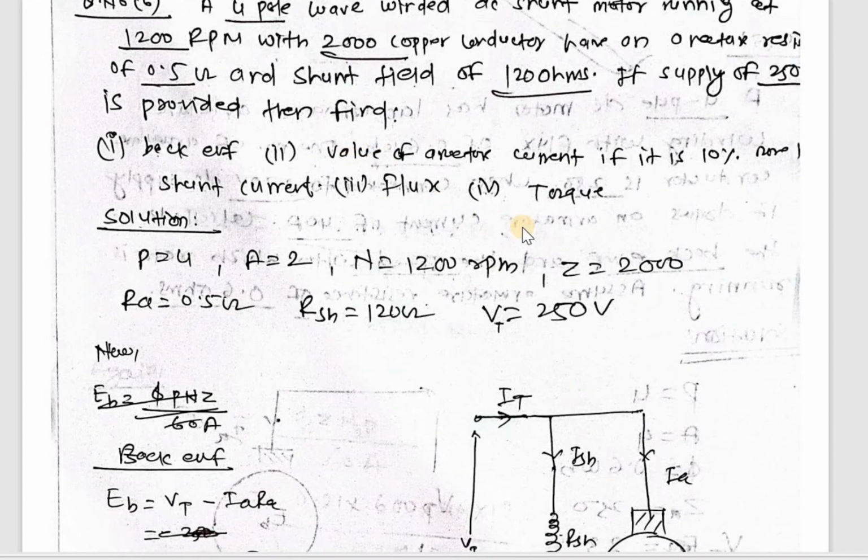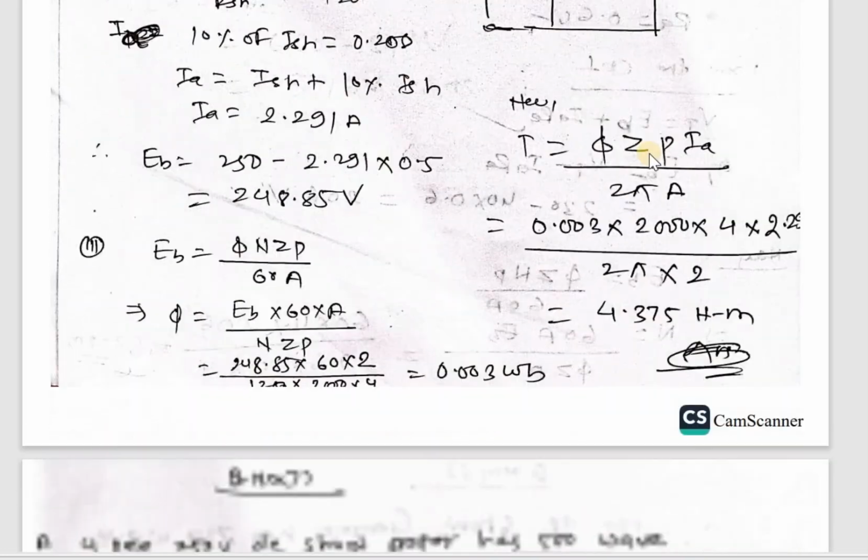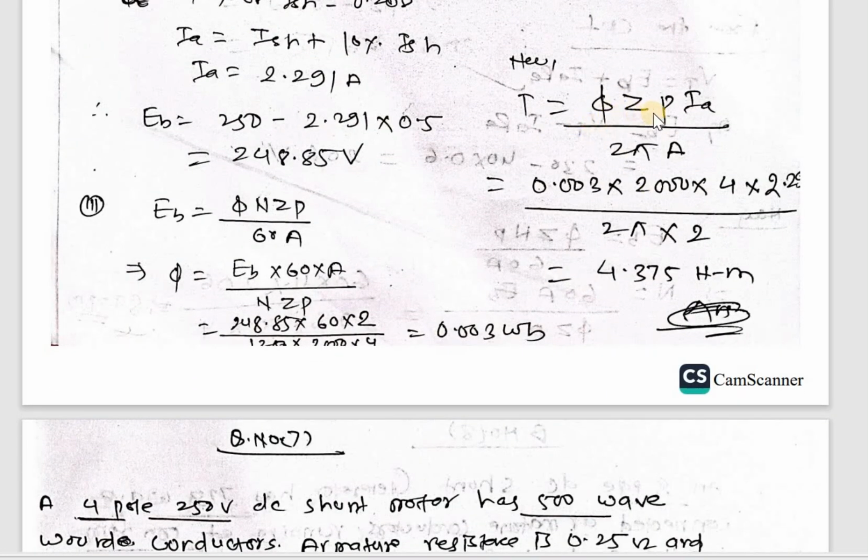And the last one is torque. And this is the formula of torque. Torque equal to phi Z Ia P upon 2 pi A. Put the values of phi, Z, P, and Ia, then you can get the value of torque. The value of torque is 4.375 Newton meter.